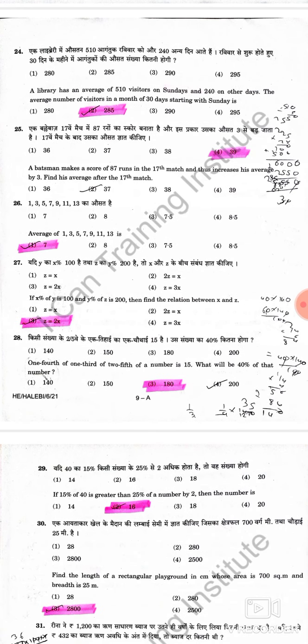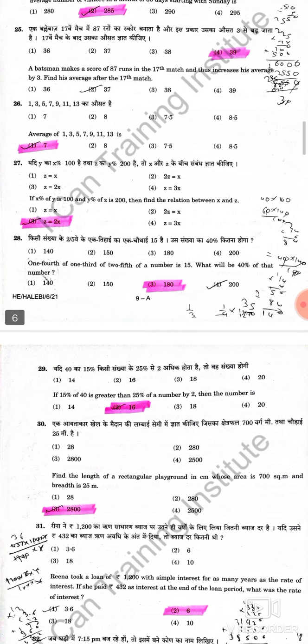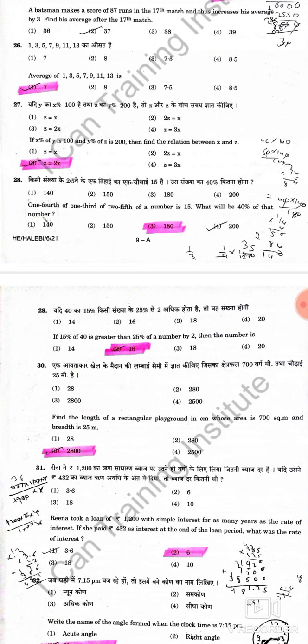1, 3, 5, 7, 9, 11, 13 is, and the answer is option number 1. Question number 27. If x percent of y is 100 and y percent of z is 200, then find the relation between x and z, and the answer is option number 3.